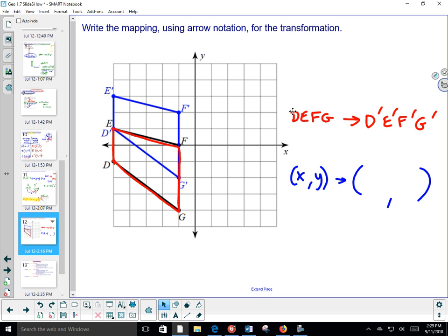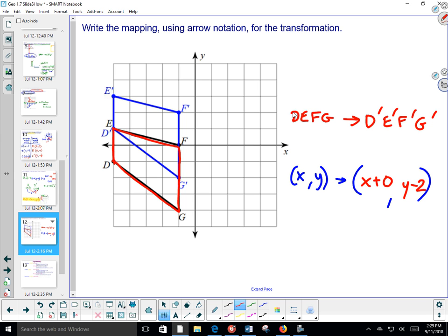Do you have a mapping yet? A rule? What do you got, Elizabeth? X plus 0, y minus 2. You said X plus 0? I said X plus 0, yeah. And then what? Y minus 2. X comma y minus 2. Do people agree with that?